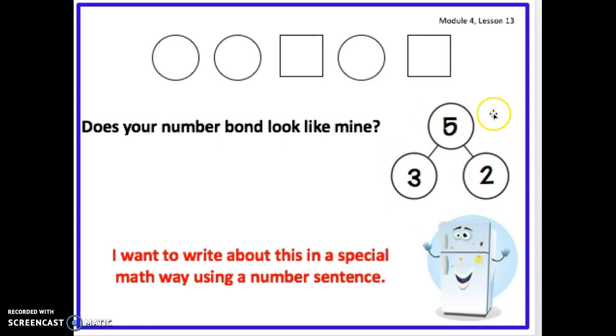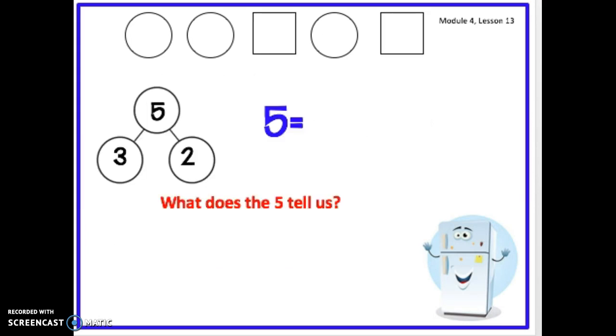Does your number bond look like mine? We have our whole number and our 2 parts. Now, I want to write about this in a special math way using a number sentence. What does this 5 tell us? Yeah, that's our whole number. It tells us that there are 5 shapes.